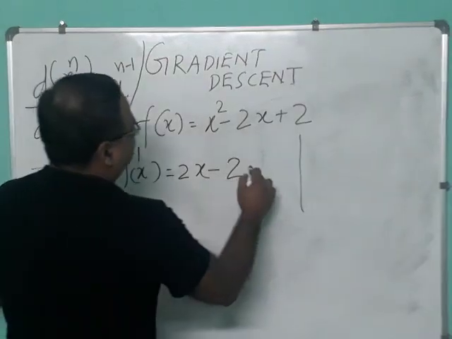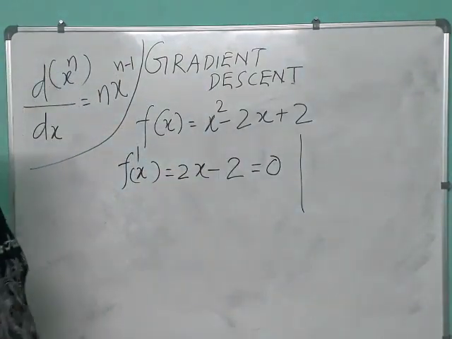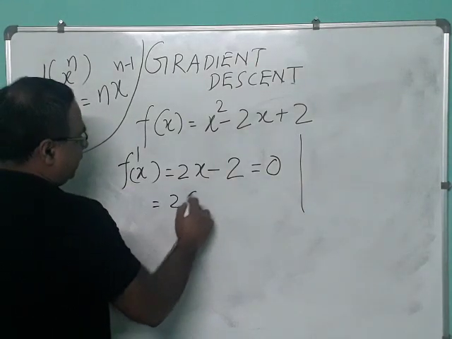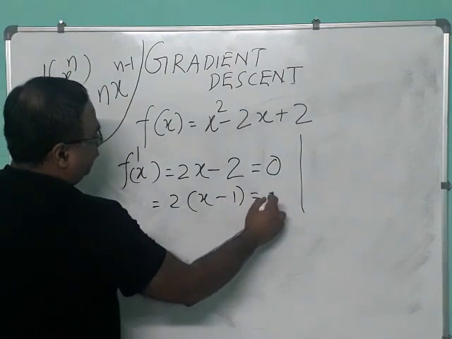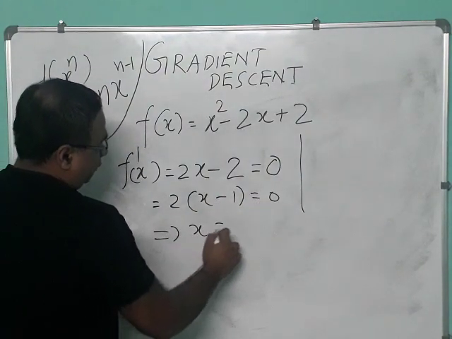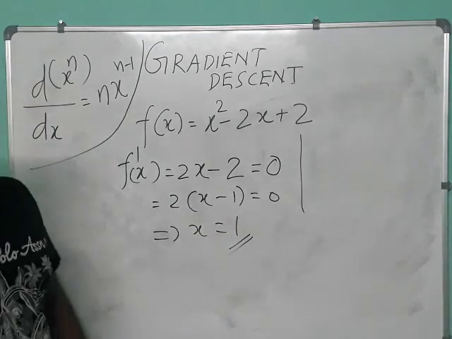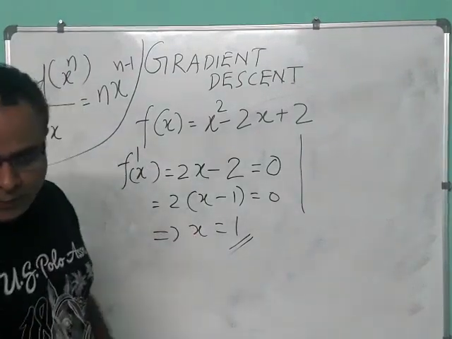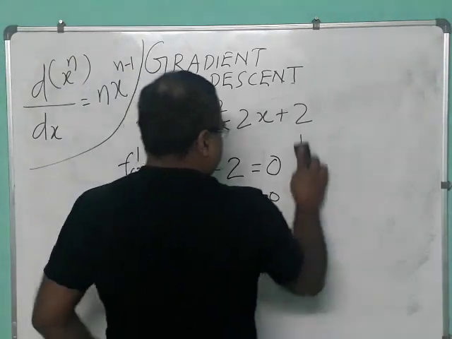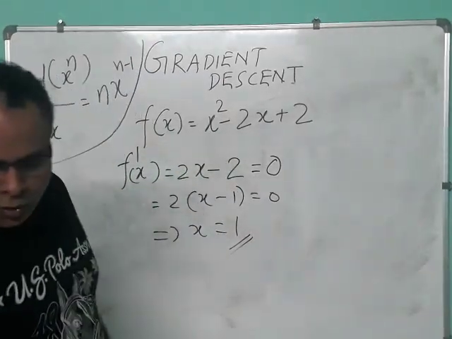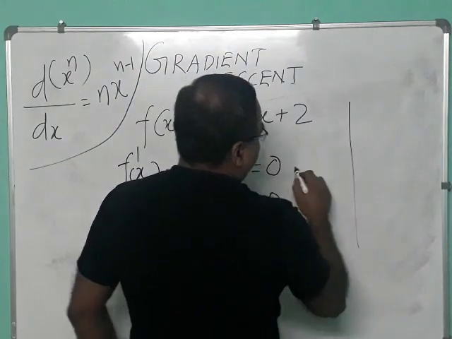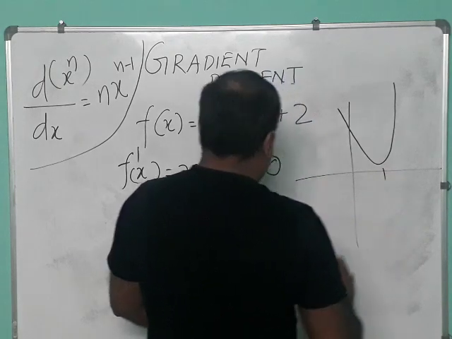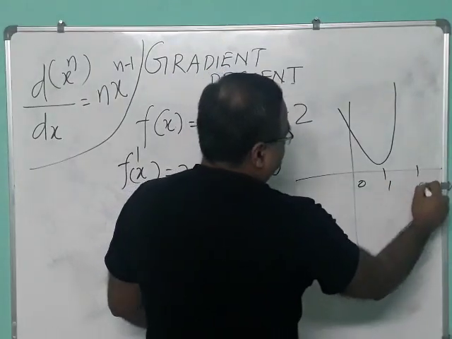Then we equate this f dash x to 0 and find the value of x. Here 2 is common: 2 into x minus 1 equals 0. That means x is equal to 1. This is the point where you will get the minimum; at x equal to 1, this function will be minimum. So this is the calculus approach. Then what is the gradient? Even if you plot this graph, you will get it like this. This minima should be at 1. This is 0, this is 1, this is 2, like this.